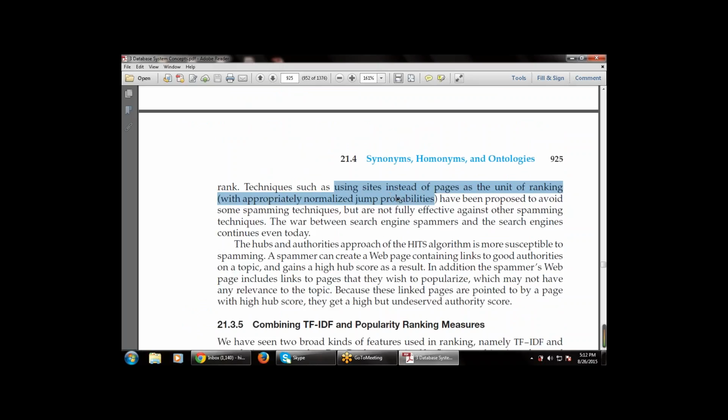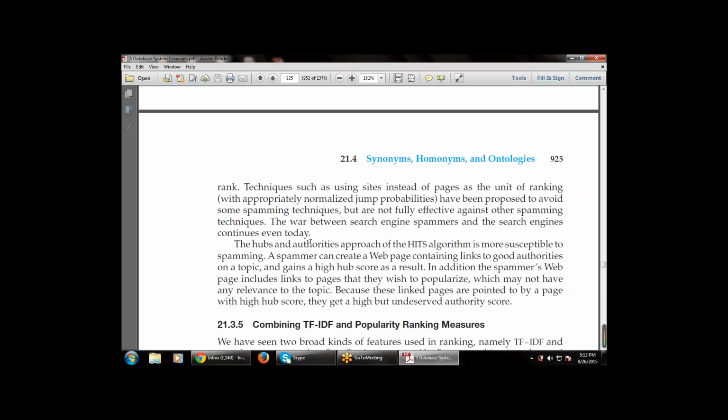Techniques such as using sites instead of pages as the unit of ranking have been proposed to avoid some spamming techniques. The war between search engine spammers and the search engines continues even today.